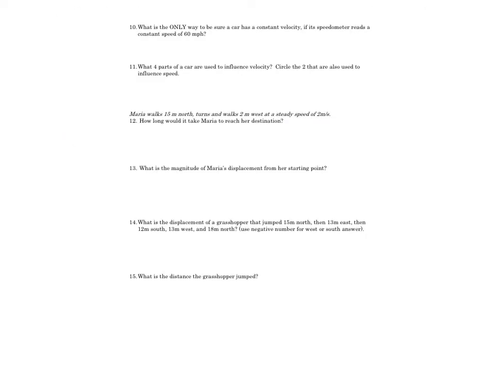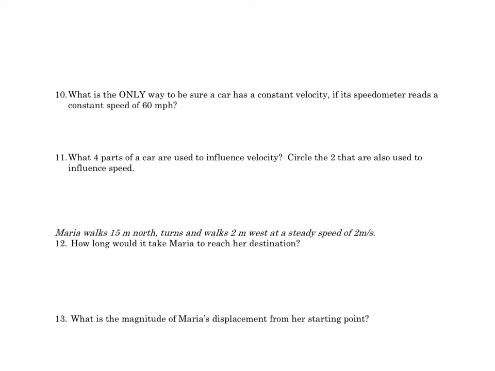All right, on the next page here. Number 10, what is the only way to be sure a car has constant velocity if the speedometer reads a constant speed of 60 miles per hour? Well, if I'm looking at my speedometer, it's telling me 60 miles an hour. It's just giving me a number. So there's no direction associated with it, which is why it's a scalar. But in order to have a velocity, I need to know direction. So you need to be going in one direction while reading 60 miles per hour.